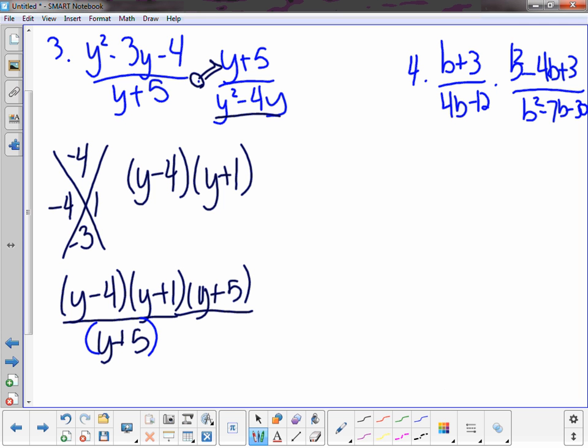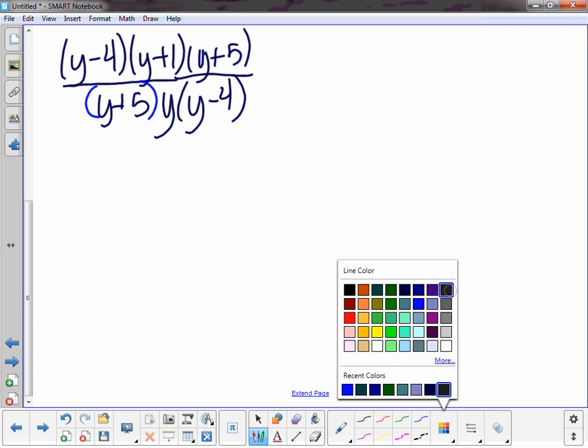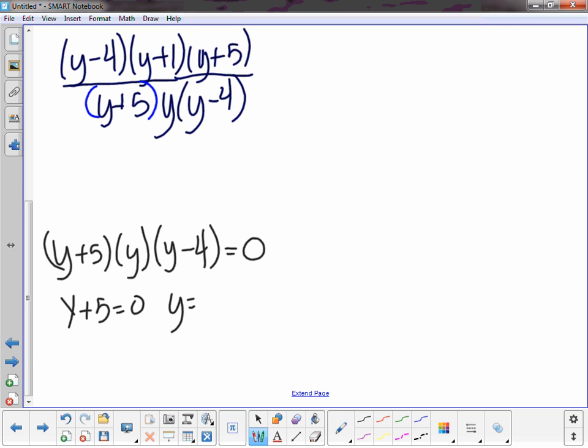So I can't necessarily factor that using the x, but what I do notice is that each term has a y. So I can factor out a y, and then I'm left with y minus 4. So again, before we get too far, I'm going to look for my excluded values. So I'm going to do y plus 5 times y minus 4 and set that equal to 0.